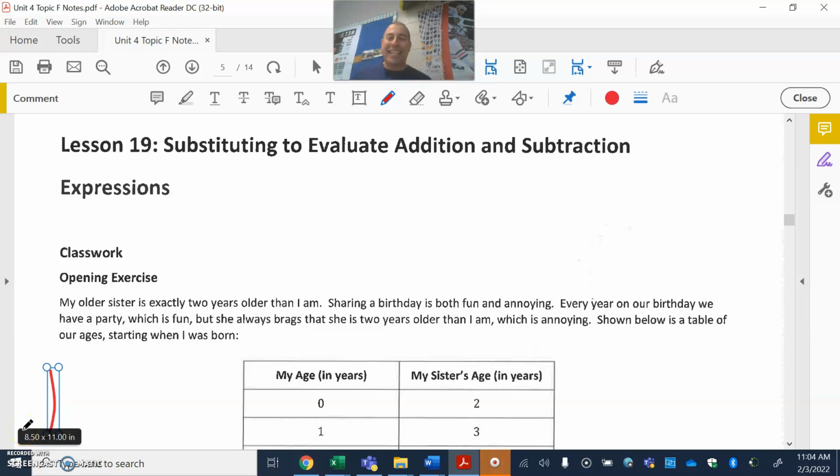Everyone, lesson number 19 here. Substituting to evaluate addition and subtraction expressions. Okay, so remember, all an expression is, it's going to tell you what you're going to do once you know the information. Let's get into it here, all right?